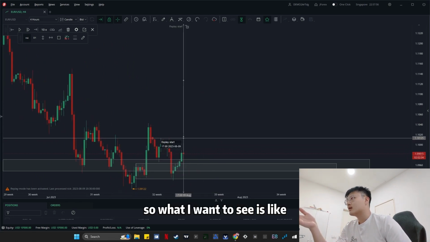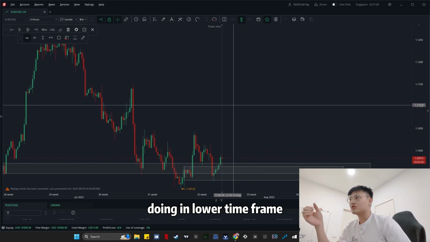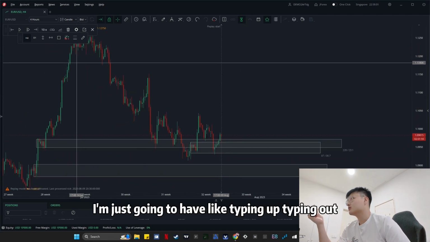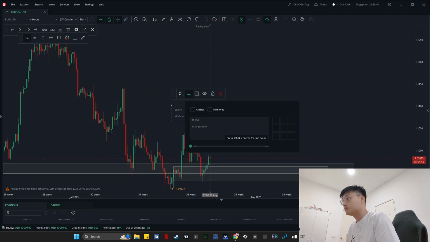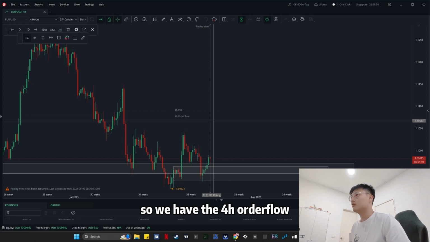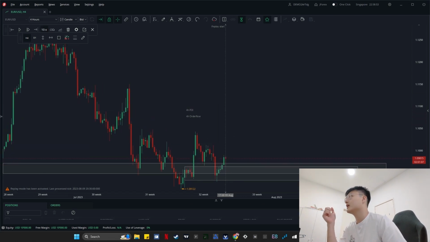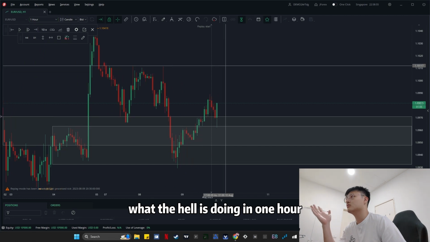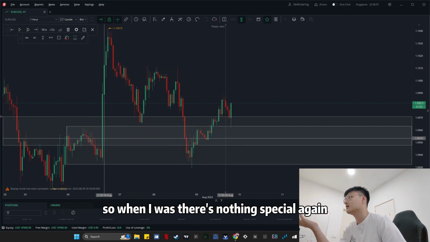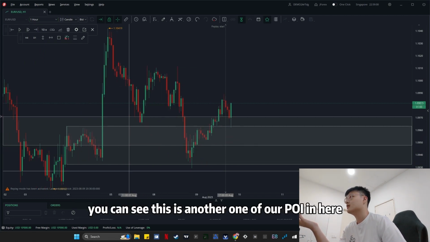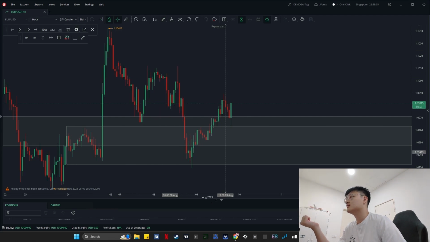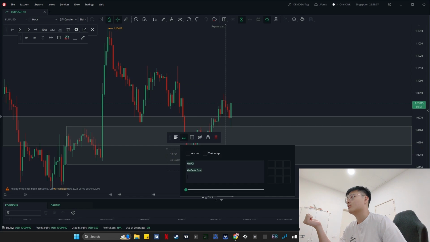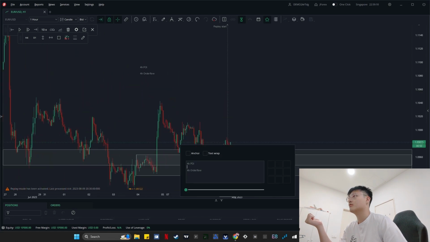So what I want to see is what the price is doing in the lower time frame. We have a 4 hour order flow, right? I'm just going to type it out: 4 hour order flow in here. So we have the 4 hour order flow and the 4 hour POI, and now we are going to see what it's doing on the 1 hour. The 1 hour is nothing special. Again, you can see this is another 1 hour POI here, reaching another 1 hour POI. So this is the area where you have the 1 hour POI.